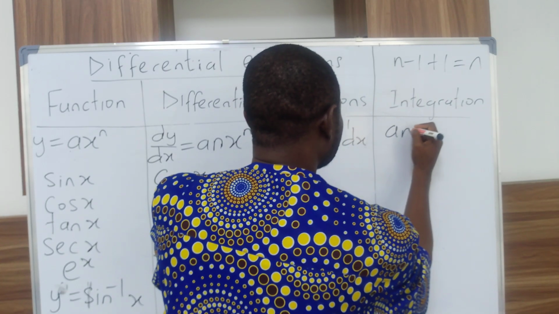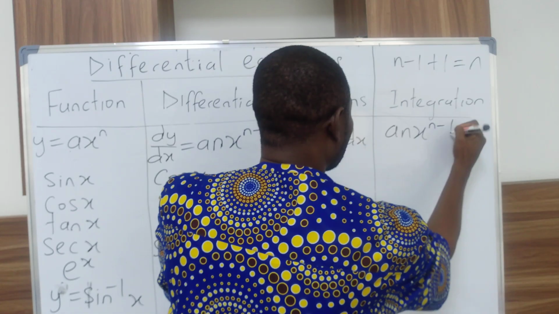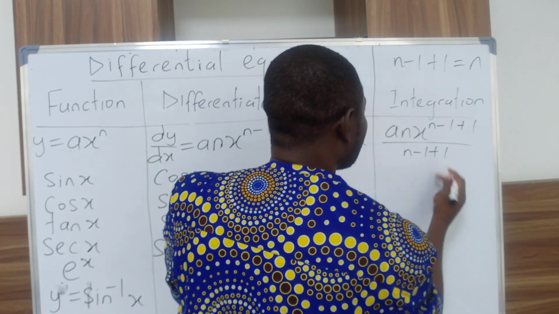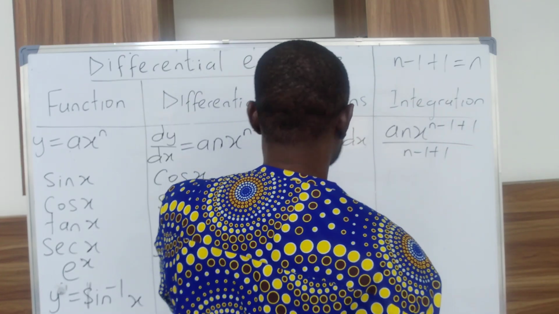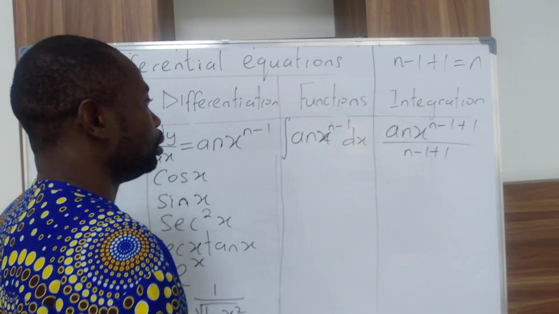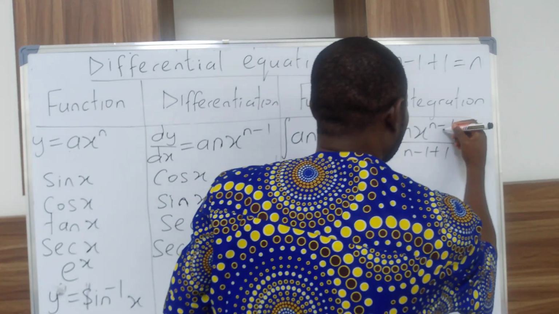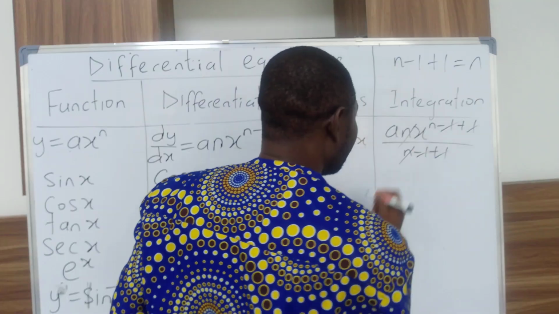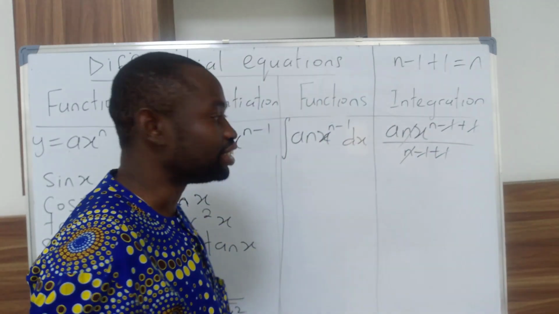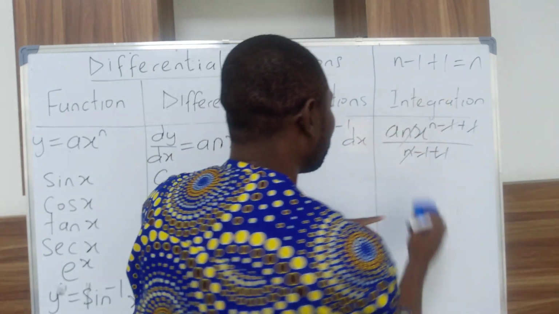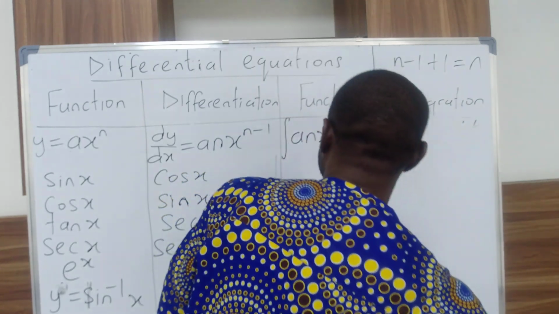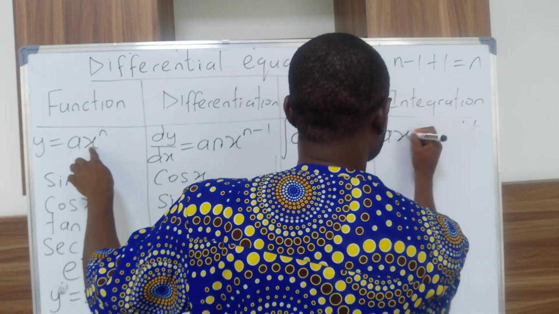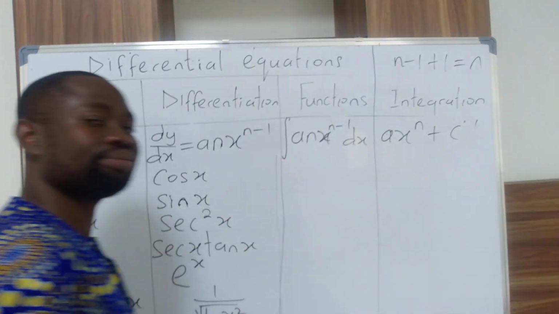It's going to give us an x to the power n minus 1 plus 1, over n minus 1 plus 1. The minus 1 plus 1 will cancel. The same thing there, this will cancel this, so this n will also cancel this n. At the end of the day, what I'm going to have left is ax raised to power n. So that means when I integrate this, I'm going to get this one back: ax raised to power n plus c.